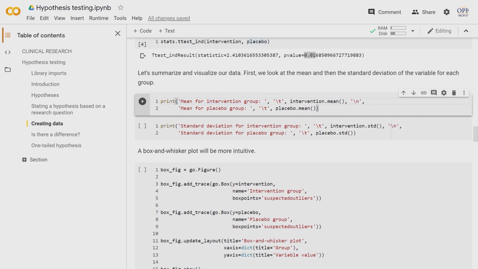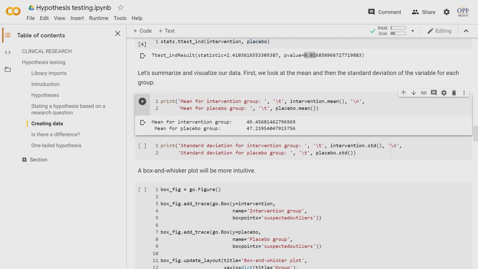That means I'm going to concatenate these things together. And this \t as a string means a tab, so that there's nice alignment, comma, so more concatenation, the intervention.mean, comma. This is a new line, so it's going to escape to a new line, and then mean for placebo group, comma, another tab, comma, the actual mean. So if we print that all out, it looks very neat. There we go. The mean for the intervention group is 49, and the mean for the placebo group is 47.